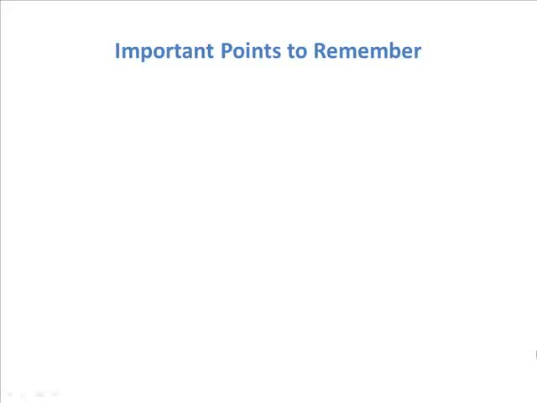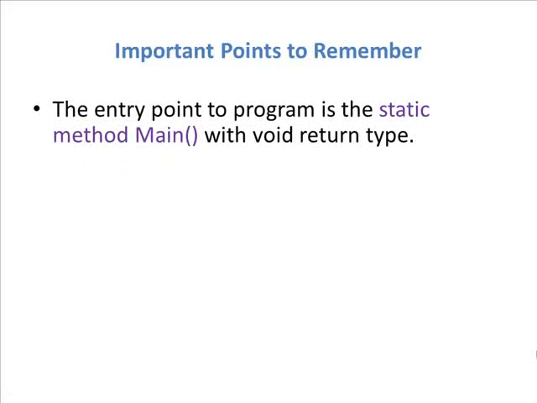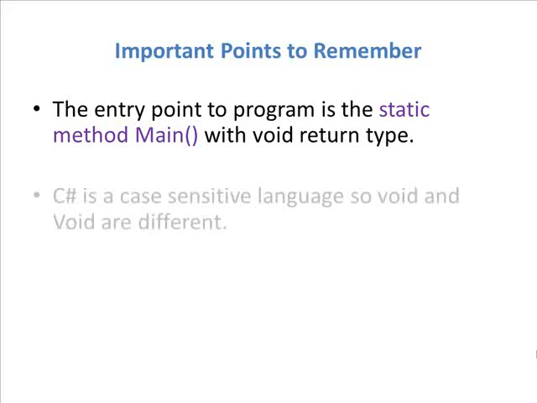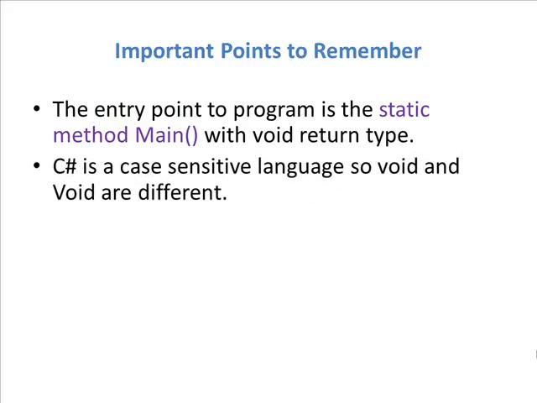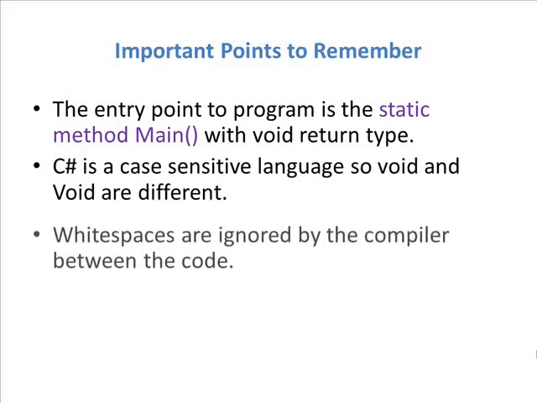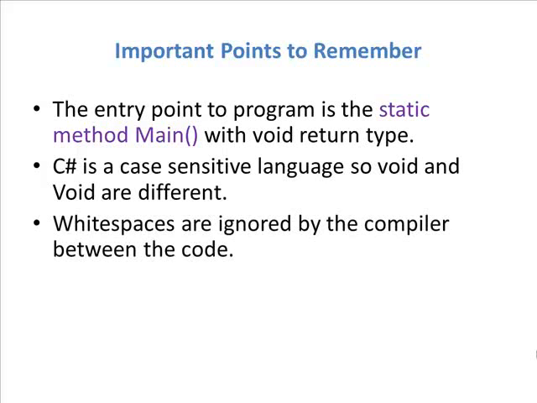Now we see some important points to remember in C# syntax. The entry point to a program is the static Main method with void return type. C# is a case-sensitive language. White spaces are ignored by the compiler between the code.